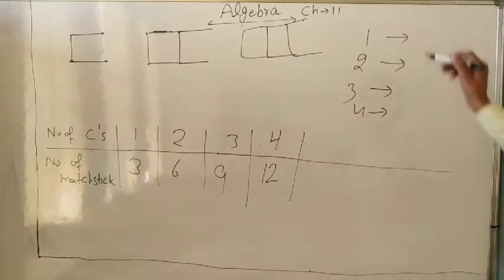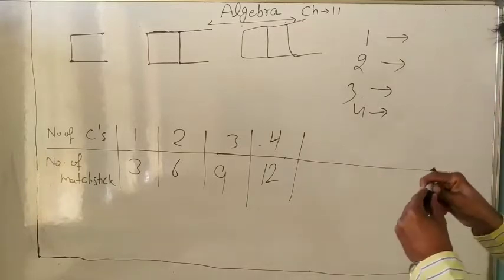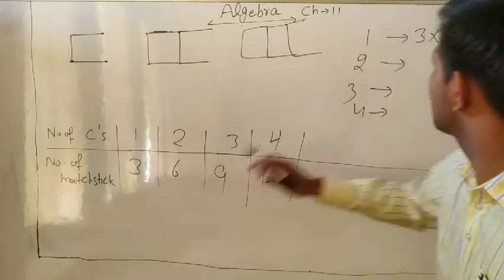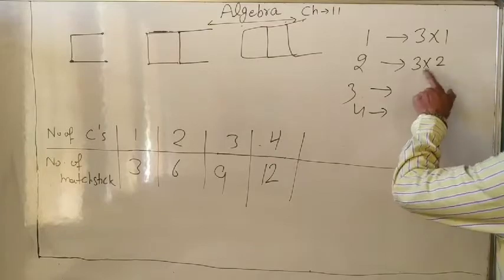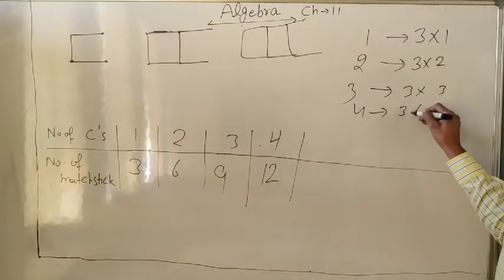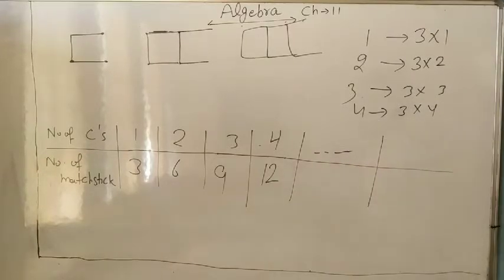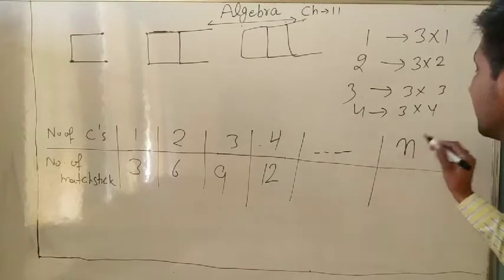Otherwise you can write it like this. For 1, 3 into 1, 3 matchsticks. For 2, 3 into 2, 6. For 3, 3 into 3. For 4, 3 into 4. Same as it is, dear. If I ask you how many matchsticks are required for the total number of N C's.